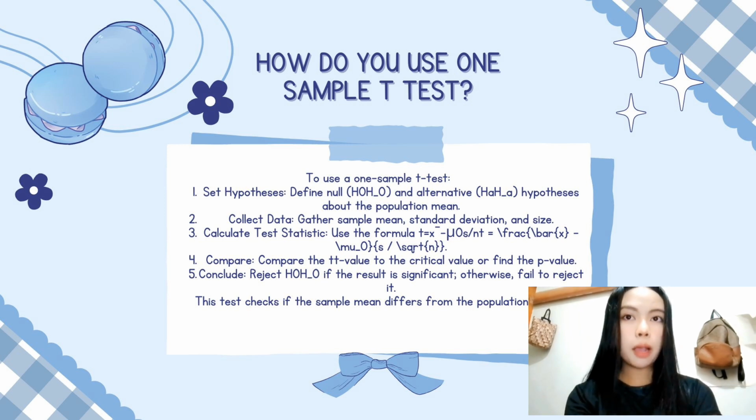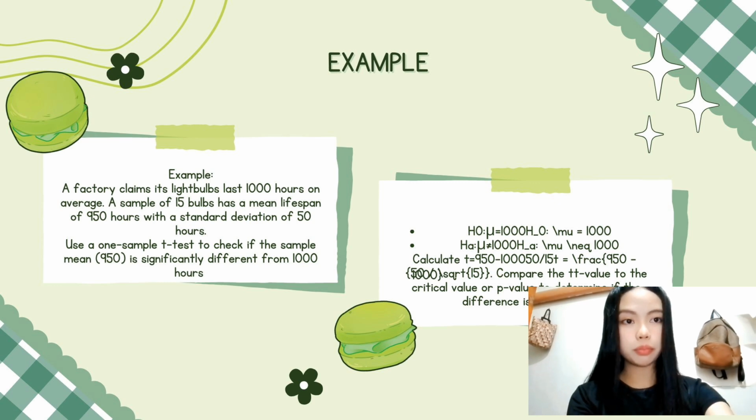Step 6. Make a decision. If the absolute t-value is greater than the critical value or the p-value is less than alpha, reject the null hypothesis. Otherwise, fail to reject the null hypothesis. Number 7. Conclude. Interpret the result in the context of the problem.